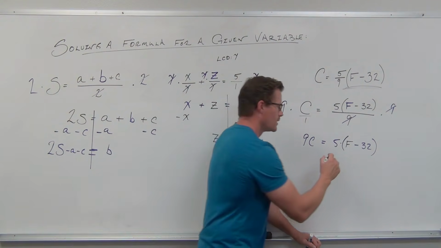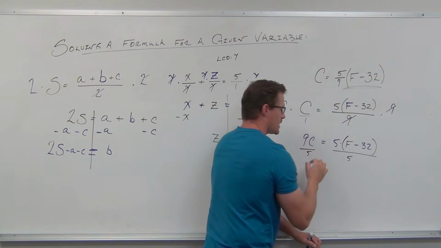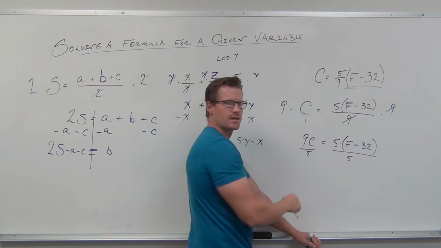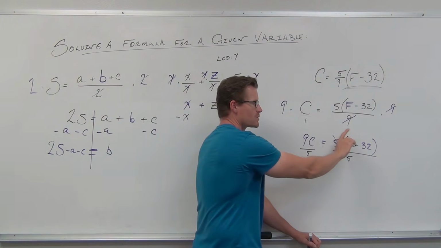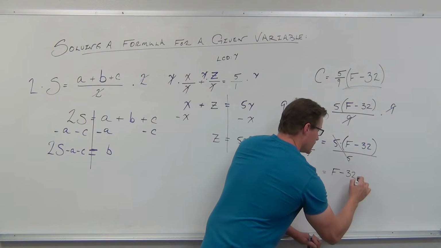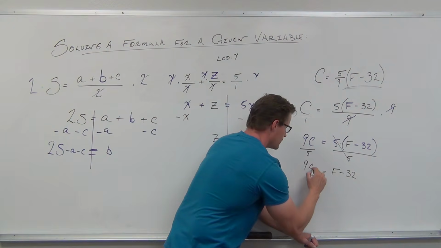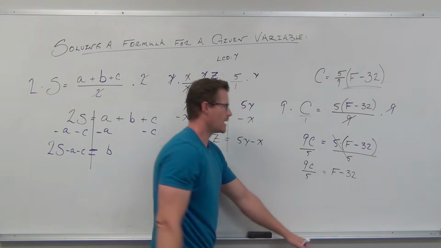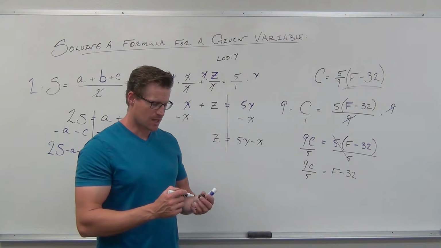That's perfectly legal. So if we divide both sides by 5, division undoes that multiplication. It creates 1. 1 times whatever we have left over is just whatever we have left over. On the left-hand side, we get 9c divided by 5. You can't simplify that. And there's only one more step.